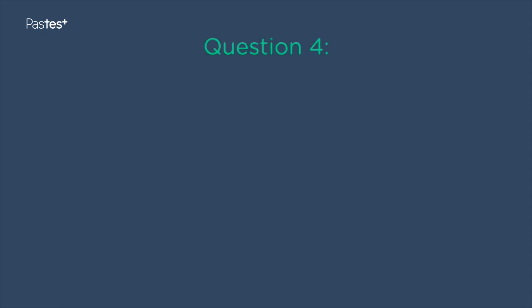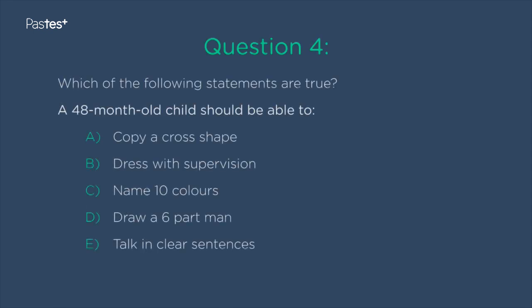Question 4. A 48-month-old child should be able to A. Copy a cross shape. B. Dress with supervision. C. Name 10 colours. D. Draw a 6-part man. E. Talk in clear sentences.